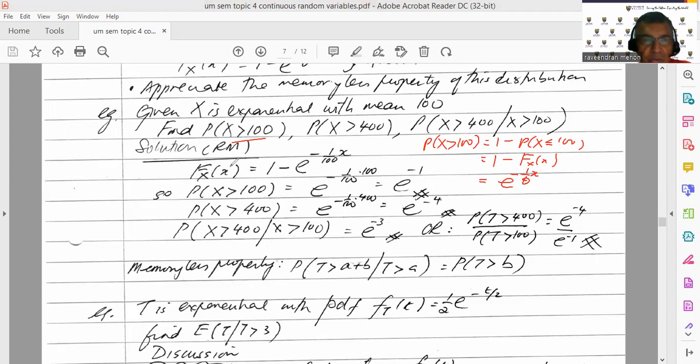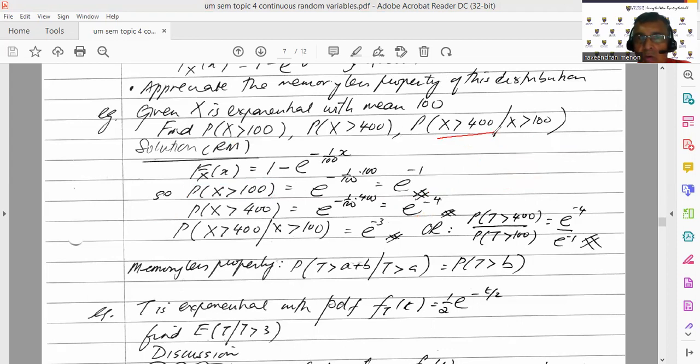So that's what I've used here to find the probability x bigger than 100. It is just e to the power minus 1 over theta times 100. Remember, the mean is 100, so theta is 100. So 1 over 100 times 100, you will get your answer, e to the power minus 1, or just 1 over e. Same idea, probability x bigger than 400: we have e to the power minus 1 over 100 times 400, so e to the power minus 4.